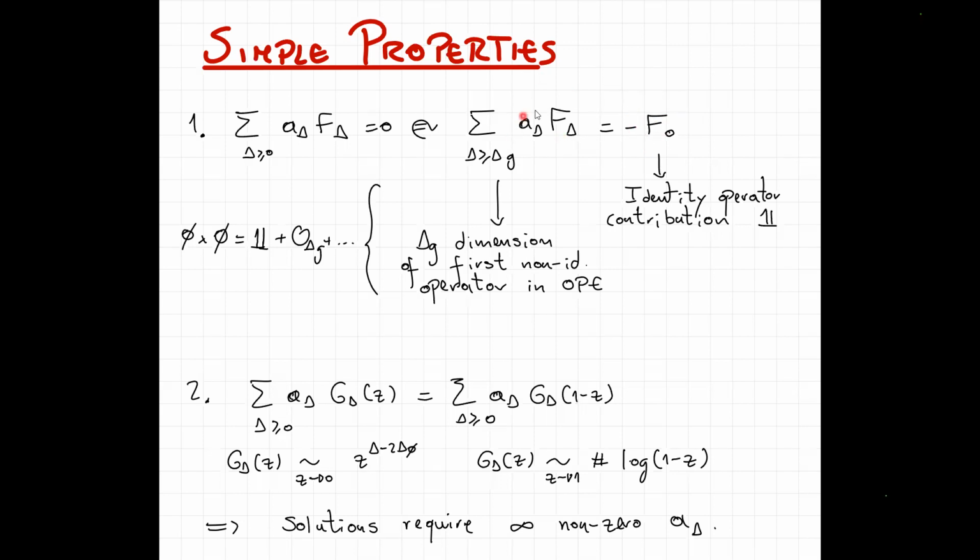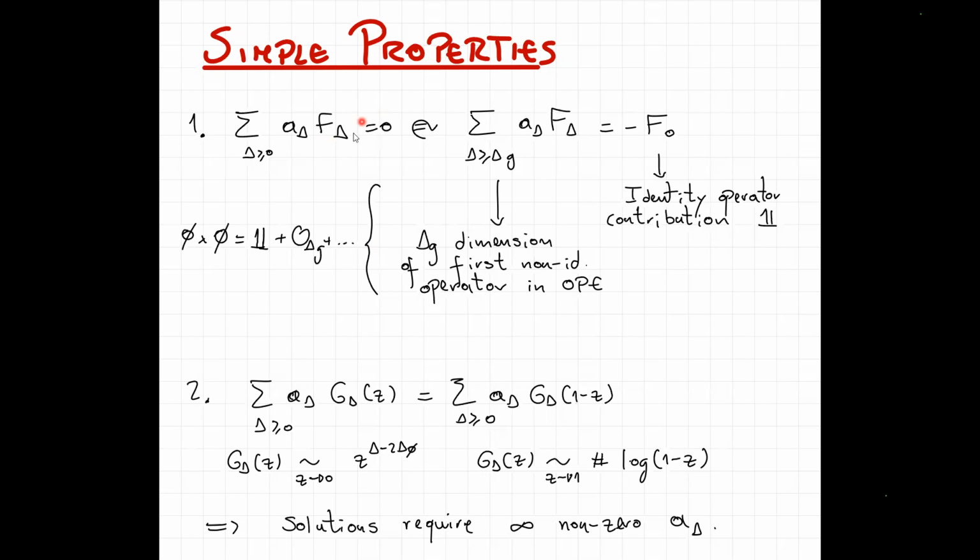So you cannot have a solution to this equation where all the coefficients are zero. This is what I'm saying. At least one of them is non-zero. And then just a question of nomenclature, the first non-trivial operator that appears in the OPE will have some scaling dimension, which I call delta gap. So it's the gap in scaling dimensions from the identity to the first non-trivial operator.